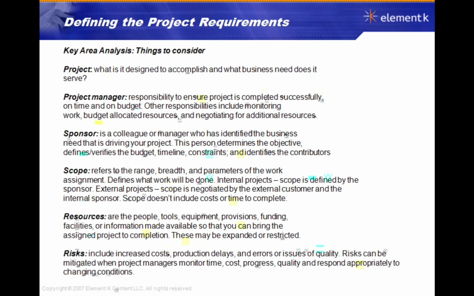You might be allocating budget and resources to certain parts of the project more than others. Certain parts of the project might be considered more important than others, and so you've got to think about how that budget is going to be allocated. And then negotiating. You're often going to have to negotiate for additional resources. This happens all the time with a project.